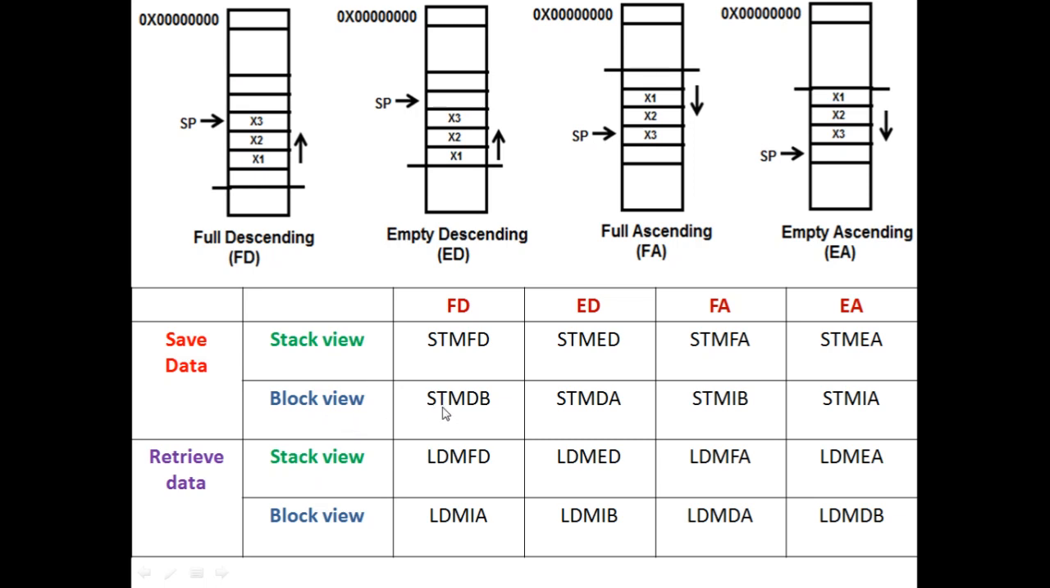And therefore store multiple followed by the addressing mode, decrement before, becomes the mnemonic of the instruction which treats this operation as a block transfer type of operation. So what you see here is that these two instructions have different mnemonics, but they perform the same operation. Simply, the mnemonic depends upon the view, whether it is a stack view or a block view. Both are equivalent instructions. Similarly, you can go for another type of stack.